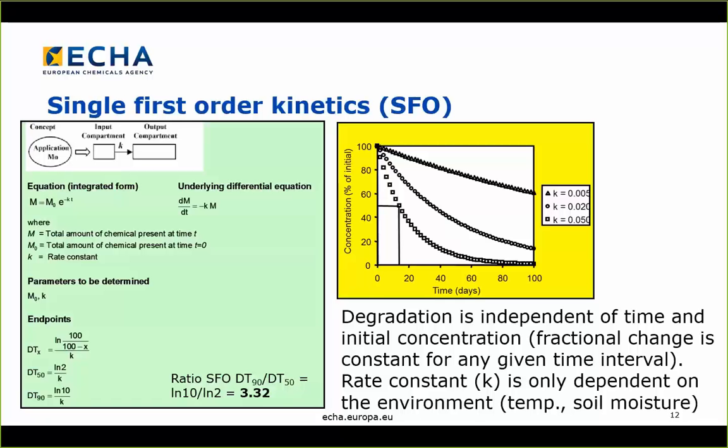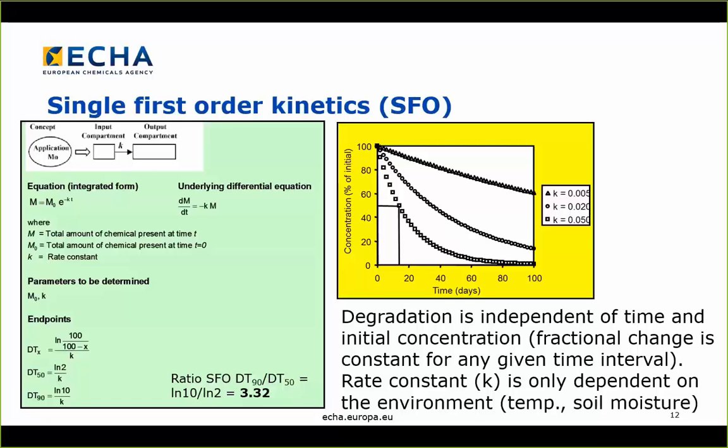So we have this M0 parameter. That's the total amount of chemical present at time 0, so it's the total mass in your system at the beginning. And then we have this parameter k, which is your first order rate constant. And in the yellow box on the right, we have some examples of how a substance will degrade or dissipate depending on those different k values, those different rate constants. So as the k value goes up, the degradation gets faster.